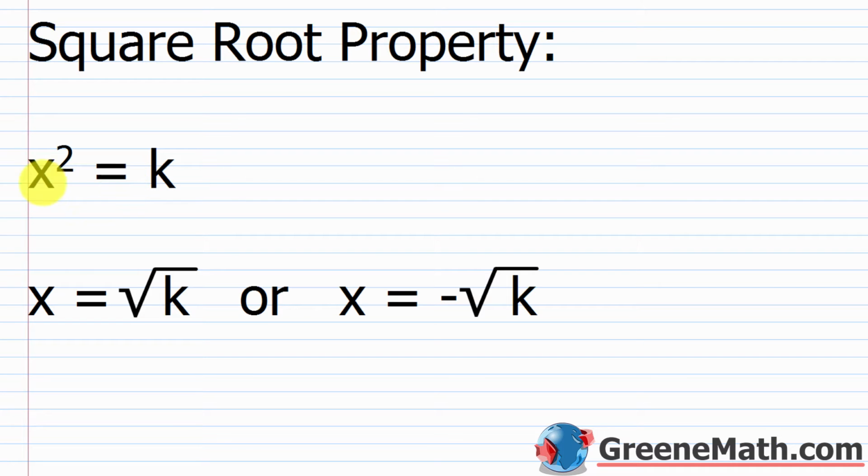It tells us that if x squared is equal to k, then x is equal to the square root of k, or x is equal to the negative square root of k. Remember, we have those two different notations. This is the principal square root, and this is the negative square root. You might say, well, why do you need that?